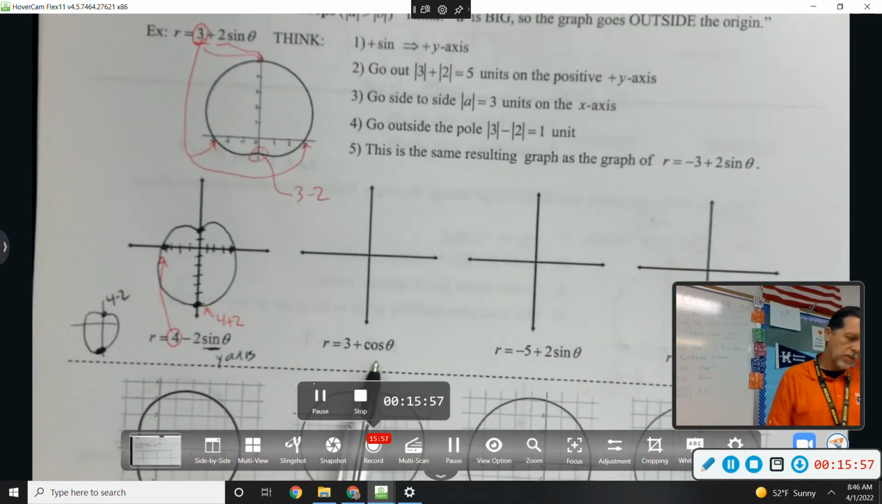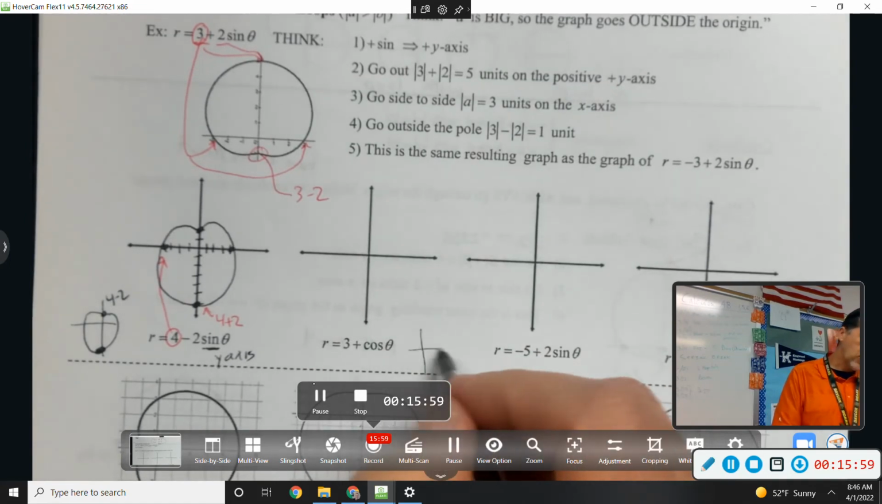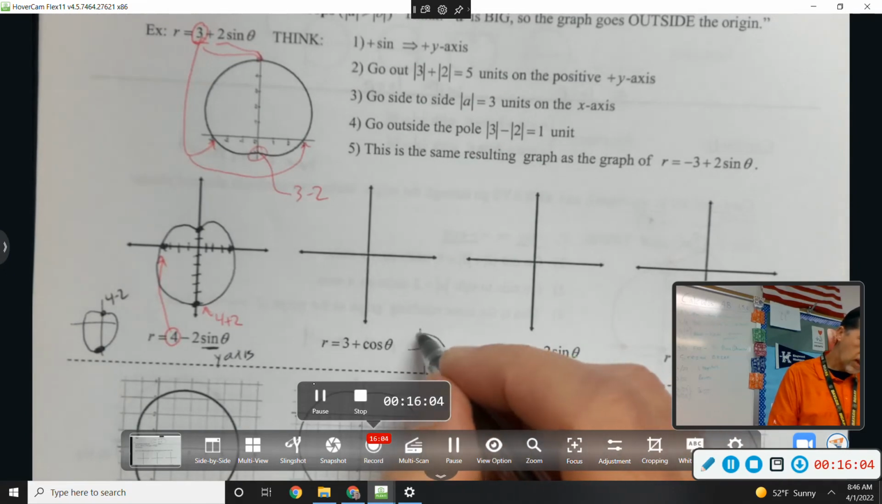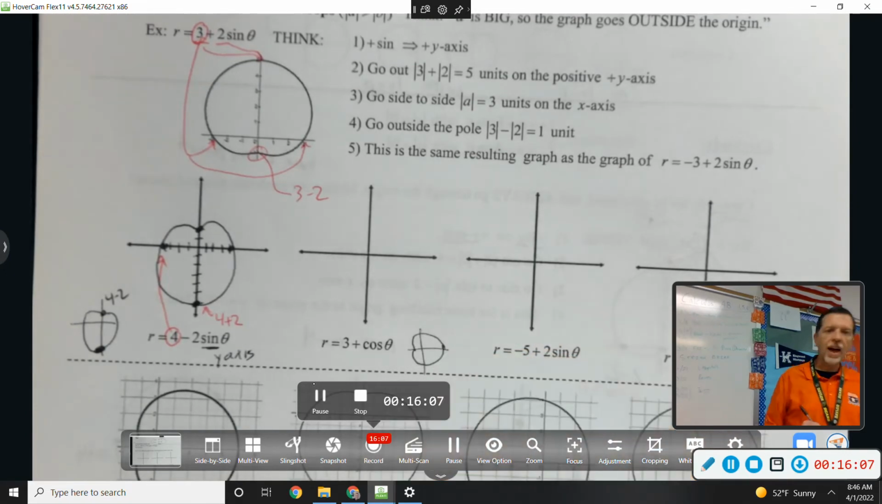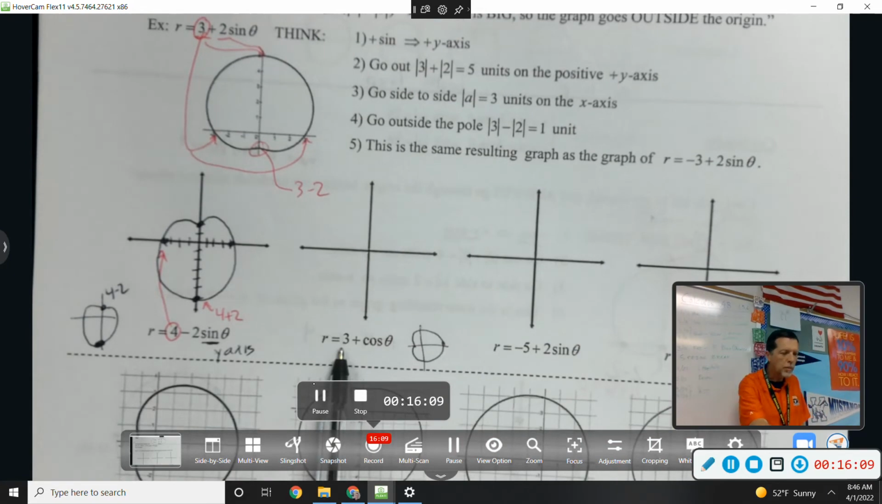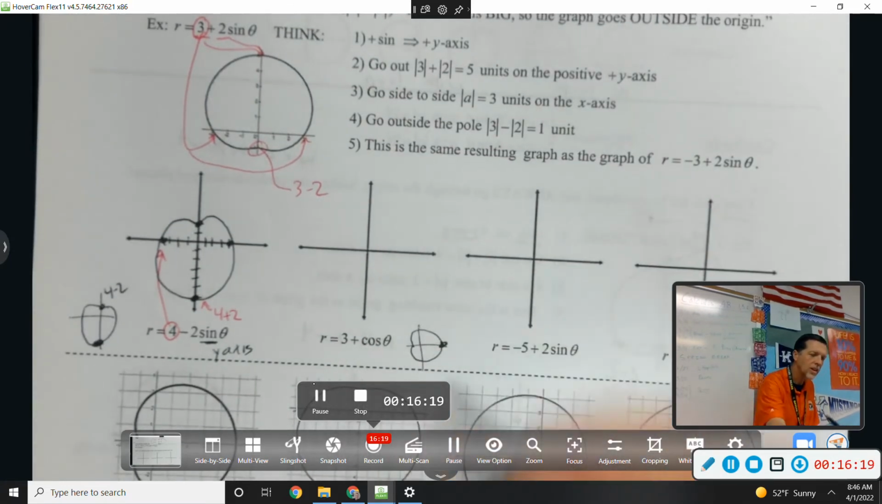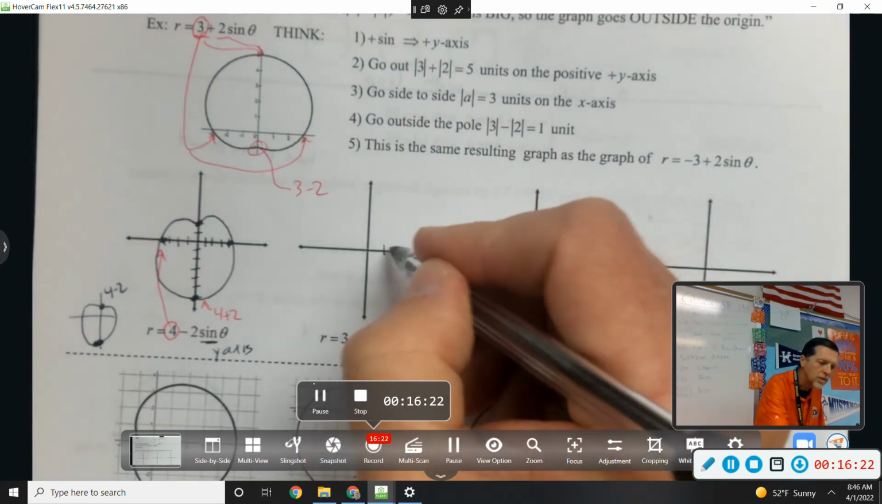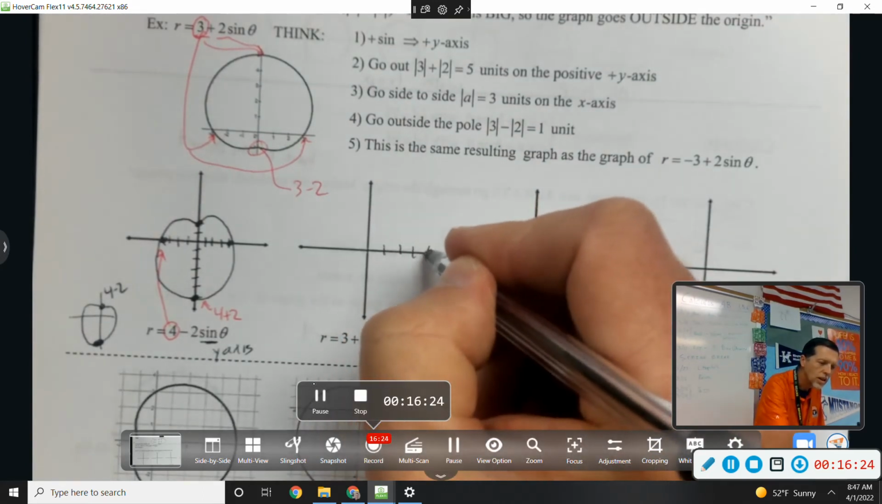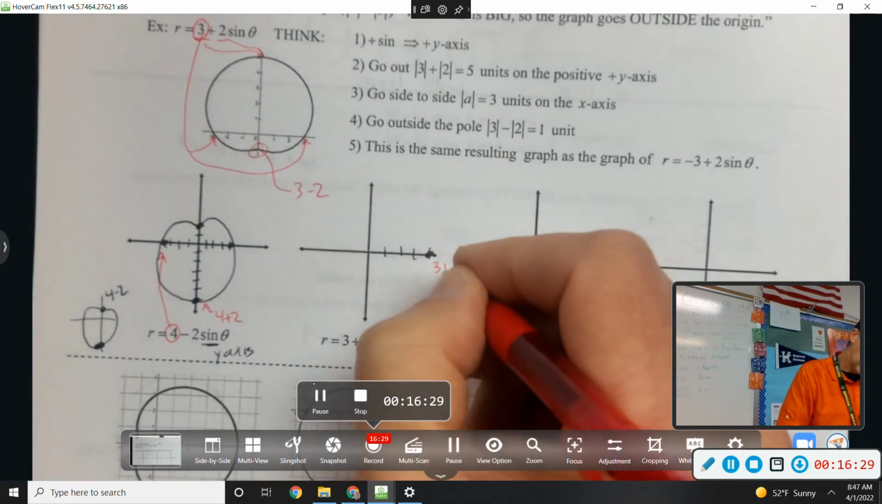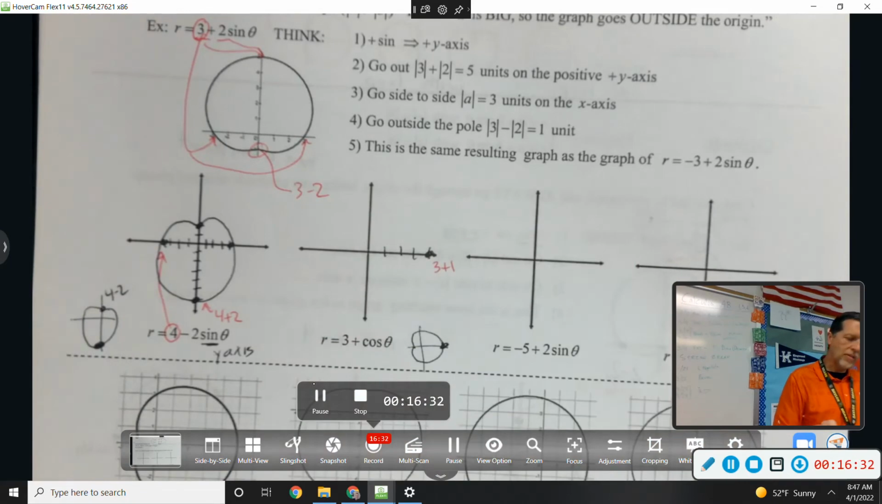Three plus cosine. So I know it has an x orientation. So it's going to look like that because the circle piece is bigger than the loopy piece and it has an x orientation. So how far out is the farthest point? 3 plus 1. 1, 2, 3, 4. How about the side points? How far out are they?